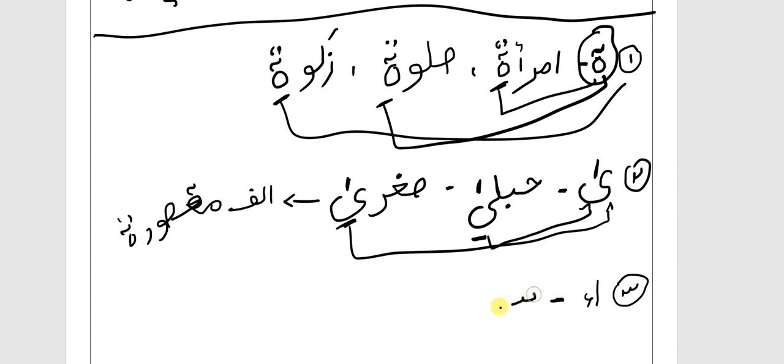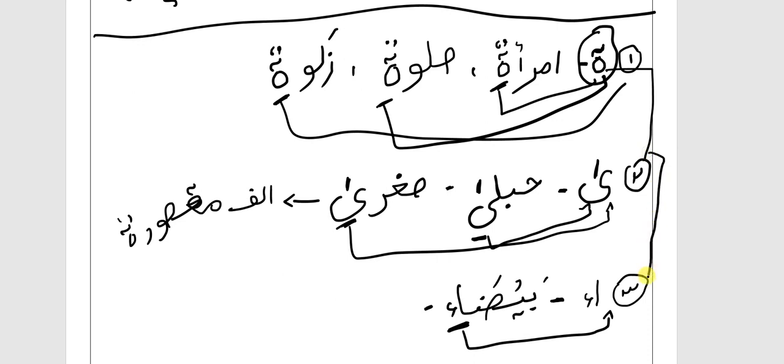For example, bayza'u. Bayza'u has alif and hamza in the end, which means this is muannas. So these three are the signs of muannas. If any of these three signs is found in the ending of any word, that word is 100% muannas, for now.